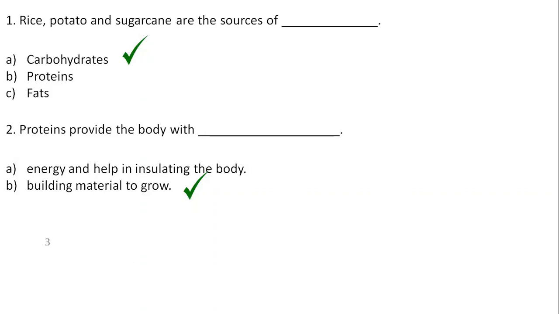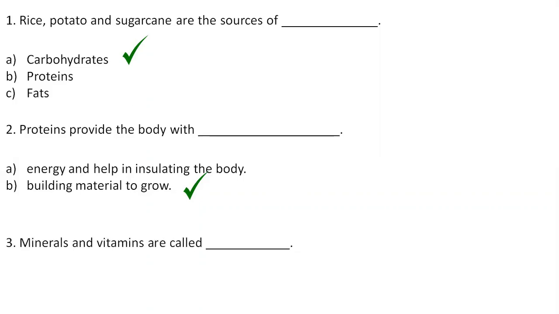The third question is, minerals and vitamins are called, and the options are macronutrients or micronutrients. So here the correct answer is option B, micronutrients. And this is because our body needs vitamins and minerals in a very small amount, in a very small quantity. So the correct answer is B, micronutrients.